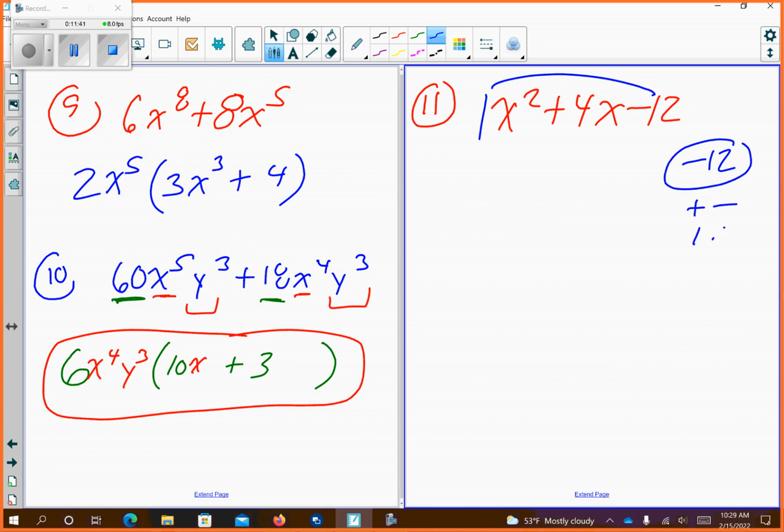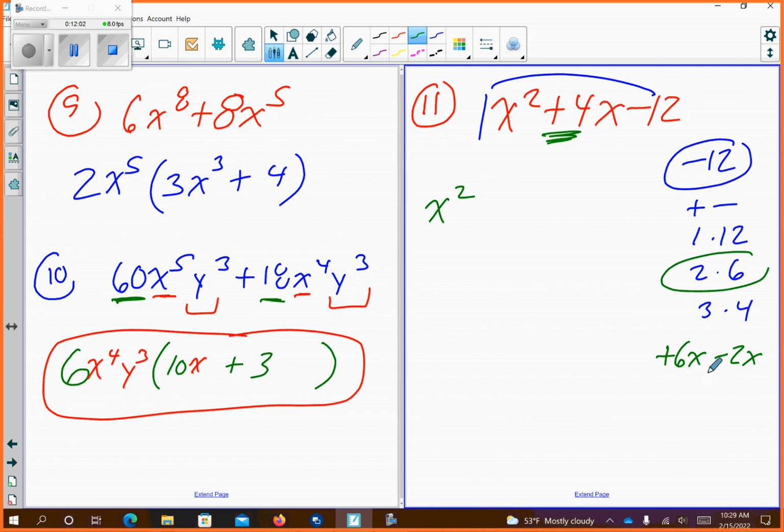And I know that 1 times 12 is 12. I know that 2 times 6 is 12. And I know that 3 times 4 is 12. Which of those work, one being positive, one being negative, would add up to this positive 4? Yeah, positive 6x and negative 2x. If I combine those together, that would give me that. So in whatever order I want, make sure the signs go with it. So I'm going to go plus 6x minus 2x minus the 12.